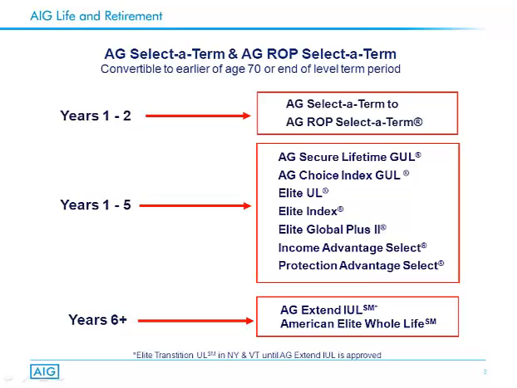Once you're beyond the 5 years of the term policy being issued, so now we're in that 6th year, we also have a couple of conversion products. One is the AIG Extend IUL, the other is the American Elite Whole Life.